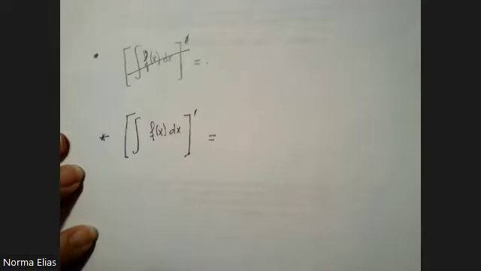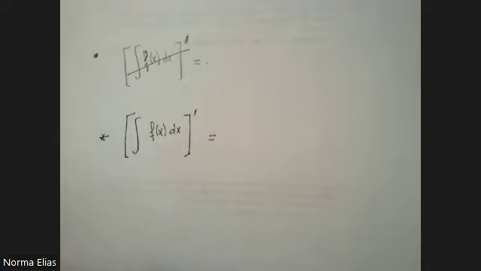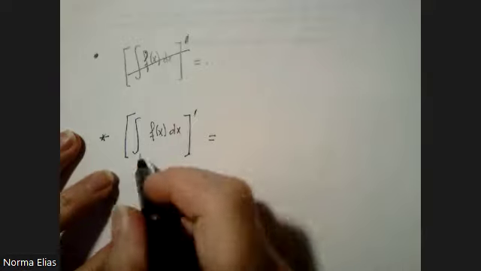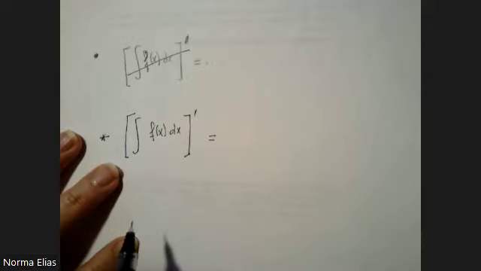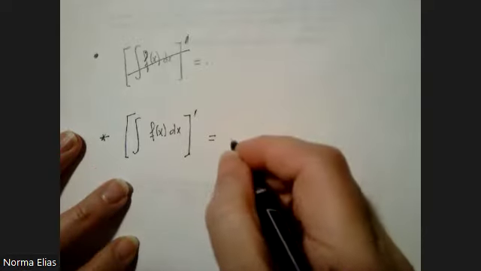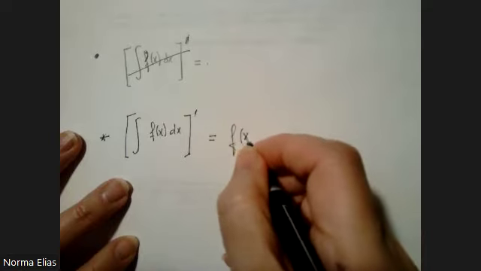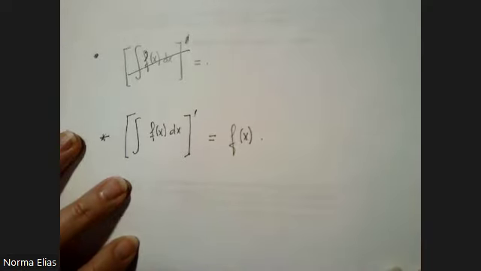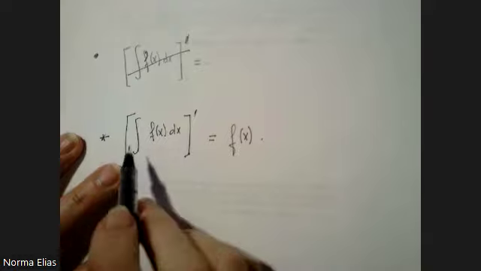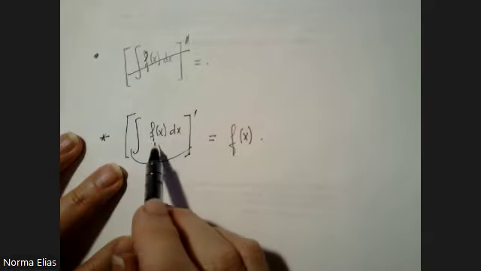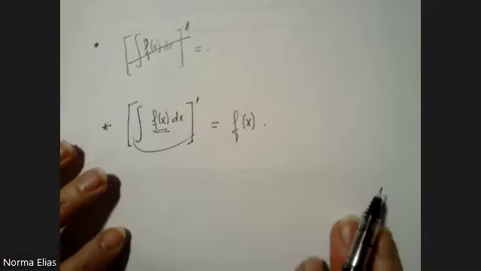Okay, Jonah is answering. I want everybody else to pitch in. So I take a function, I find its antiderivative, and then I differentiate it again. What should I get? Absolutely, I should get the function f back. Because by definition, the antiderivative is the function whose derivative is what's inside.